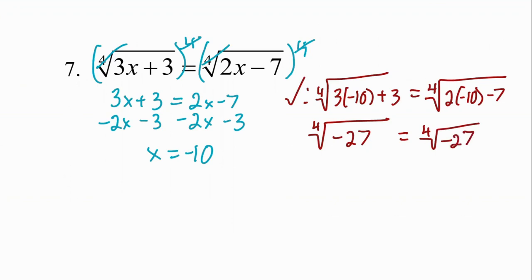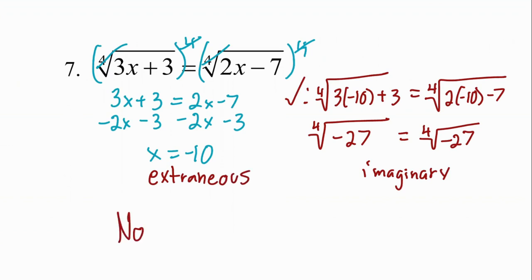Now, we do technically have the same thing on both sides, but can I take the even root of a negative number? No, I can't, because this is going to end up giving me something imaginary. And imaginary is not allowed, so this is actually extraneous. So there's actually no solution to this problem.